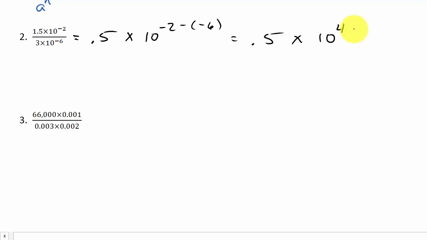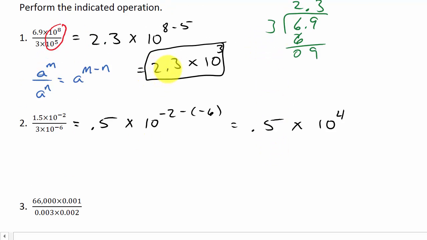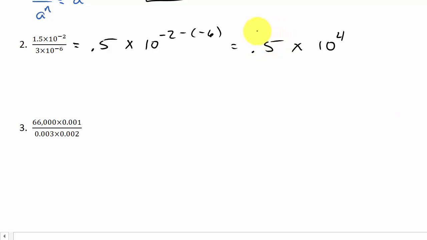All right, but now notice this. This is not in scientific notation, because remember, in scientific notation, the decimal point has to be to the right of the first non-zero digit. So we need to convert the 0.5 into scientific notation. Just pretend like the times 10 to the 4th is not even there. It's just going to be tagging along.